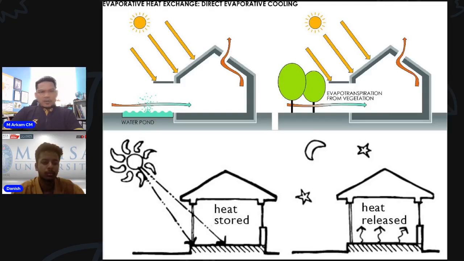So let's talk about evaporative heat exchange, for example, direct evaporative cooling. This is how we can get thermal comfort for natural ventilation. For example, this is a water pond over here, and we know the sun. The airflow comes in and goes to the outside through the roof opening, and we can also go for vegetation, with air coming from the opening at the bottom and going towards the roof opening for air circulation. So this is one of the strategies for direct evaporative cooling, either using the pond or using vegetation.